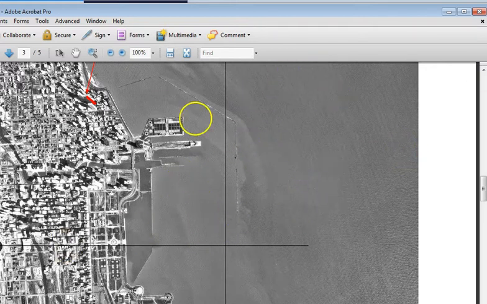let's see if my mouse is not working. I know you're probably seeing the yellow dot, but it's not showing up for me. Here we go.